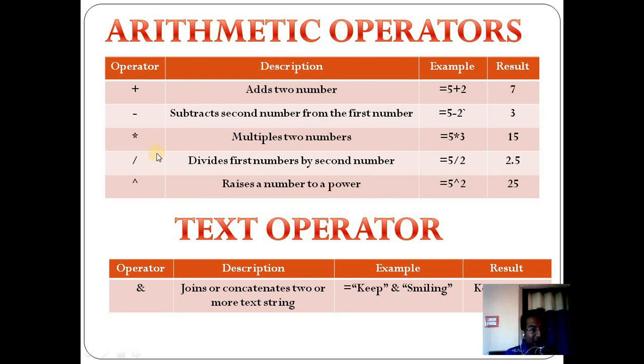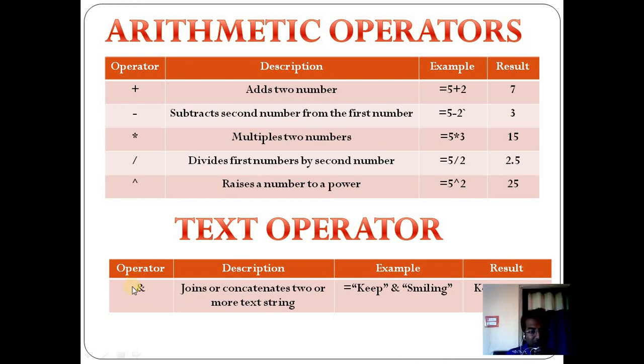So these are called the arithmetic operators. Now you see another operator, which is called the text operator. When you have to join text in Excel, that is called concatenation. When you have to perform concatenation and join two words into a single cell, that is called concatenate, using the & operator.